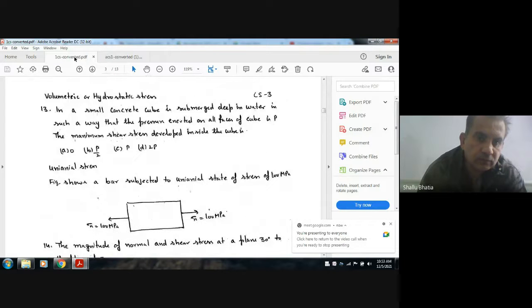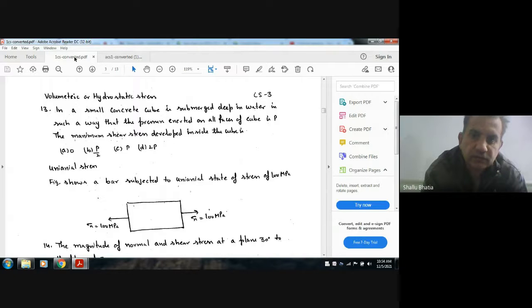Question number 30: a small concrete cube is submerged deep in water in such a way that the pressure exerted on all faces of the cube is P. The maximum shear stress developed inside the cube is: option A 0, option B P by 2, option C P, option D 2P. As the cube is submerged deep in water, there is a hydrostatic state of stress. It means the stress in each direction will be the same.